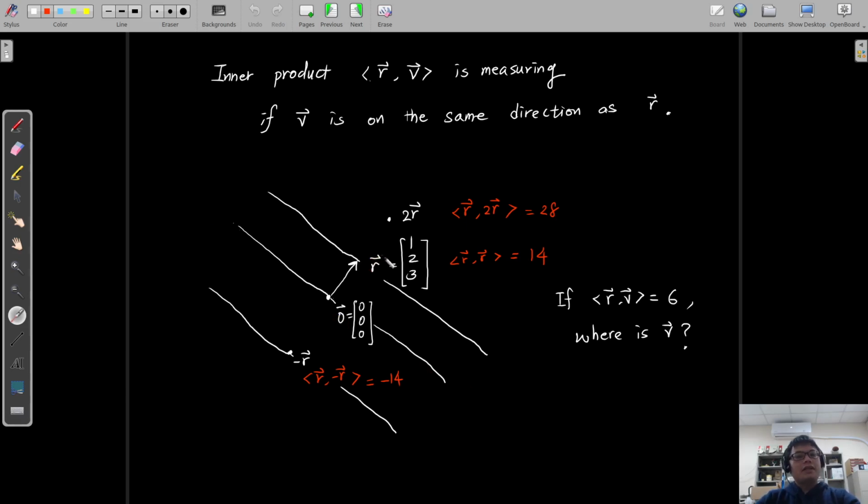So now you have this feeling, this intuition of the inner product, and we have the vector v previously, the 1, 1, 1. The inner product of r and v is equal to 6. So you can pause for a while and think about it: if I want to plot v on this picture, where should I put the v vector?